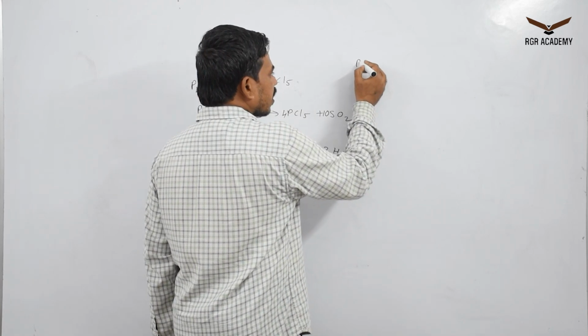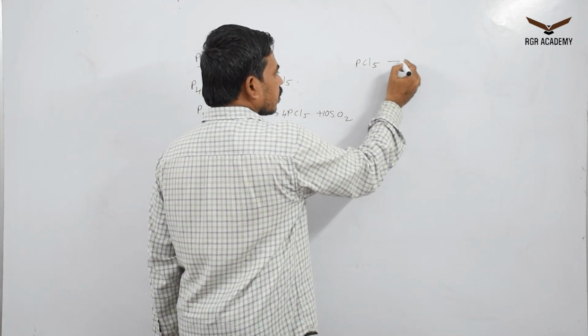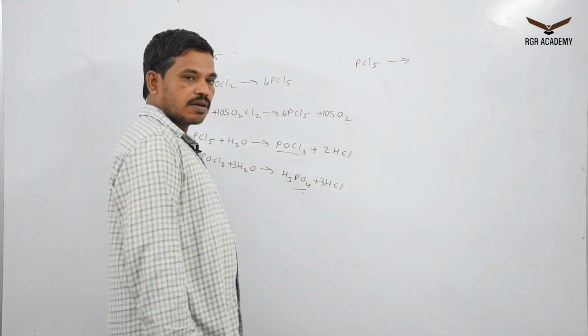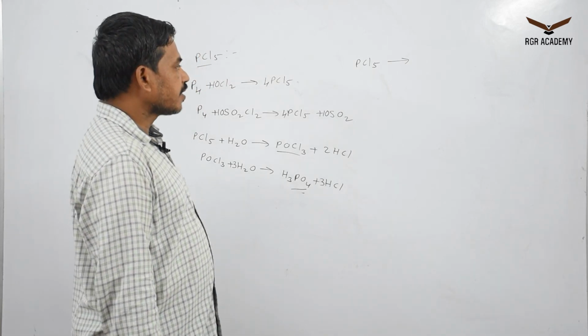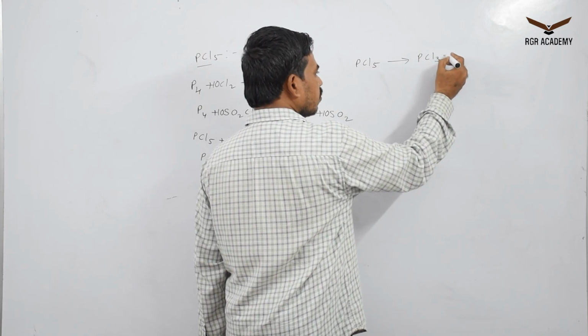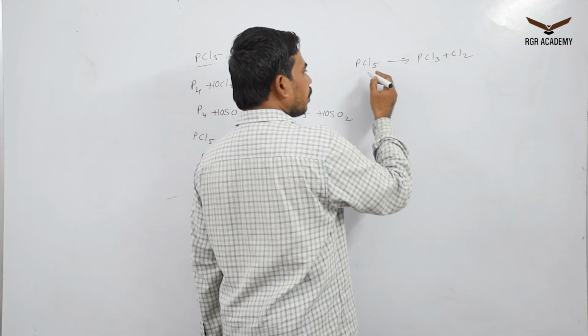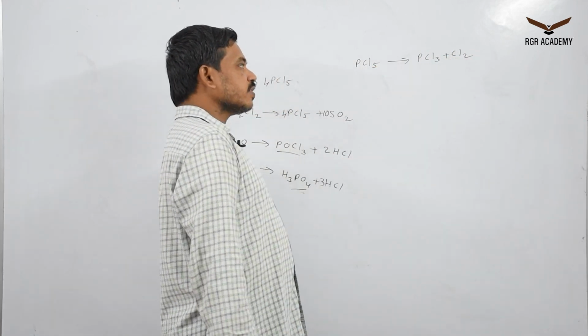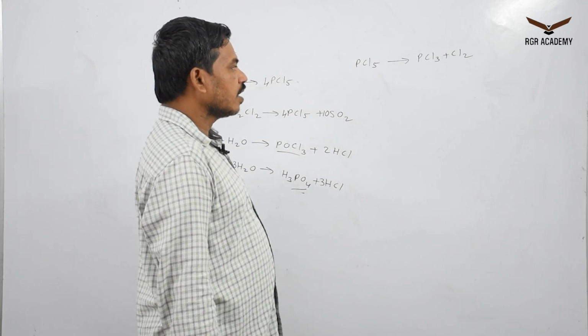Next, phosphorus pentachloride. Phosphorus pentachloride on heating decomposes to form PCl3 and Cl2. PCl5 decomposes to form PCl3 and Cl2.